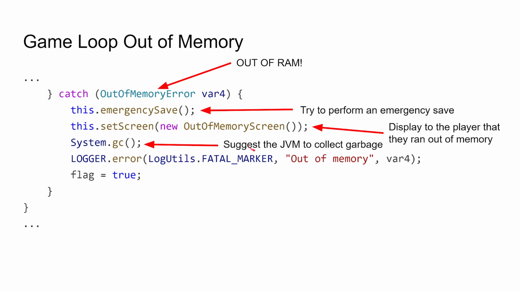And then this is interesting. It will suggest that the JVM collect garbage. What System.gc actually does is not free memory. It just basically tells the virtual machine, can you collect your trash a little bit? It's getting a little bit clogged up. But the JVM can ignore that, so I don't know why that's there. Maybe it's just a Hail Mary last attempt to collect some garbage. Other than that, it logs the incident for future reference and debugging. And then this is interesting. It sets this emergency flag. We're going to discuss what this flag equals true does in the next section.